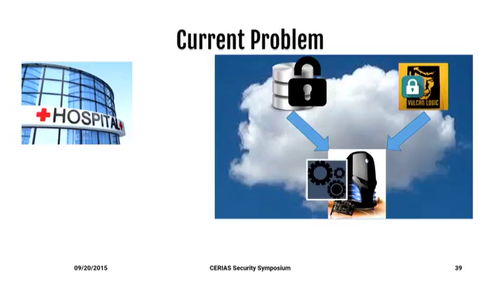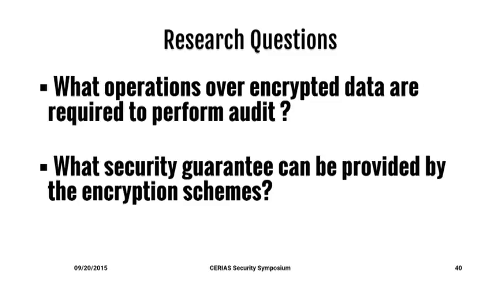One very simplistic way is to use fully homomorphic encryption. It lets you do any operation on the encrypted data, but it's prohibitively expensive and not practical to use, and the audit logs are terabyte size, so that's not going to work. So our goal is to develop encryption schemes that let you do audit without decrypting anything. That's the high-level goal.